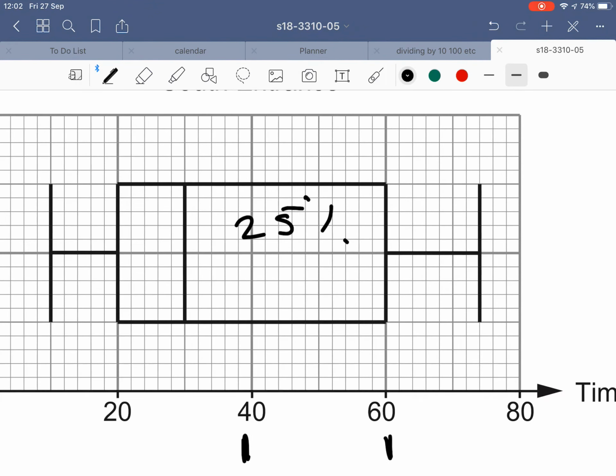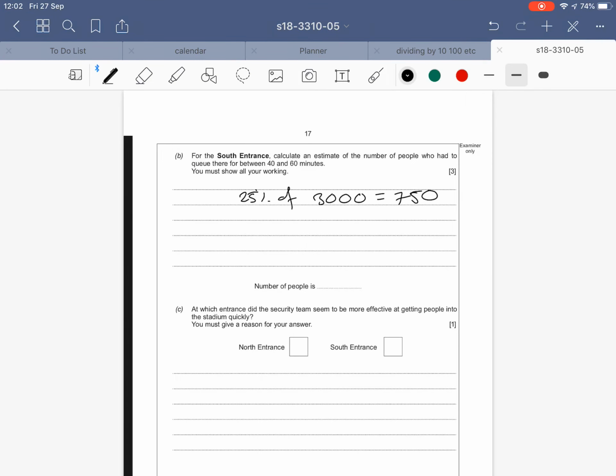So if I just zoom in and count my squares, 1, 2, 3, 4, 5, 6, 7, 8, 9, 10, 11, 12, 13, 14, 15. So there's 15 in total, and you want just these 10. So I want 10 out of 15 lots of 750. Well, 10 over 15 is the same as 2/3. So divide 750 by 3, that's 250, and times by 2, so that's 500 people.